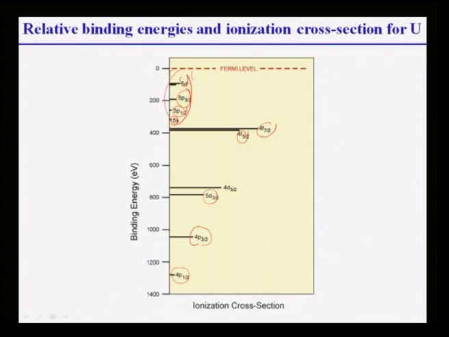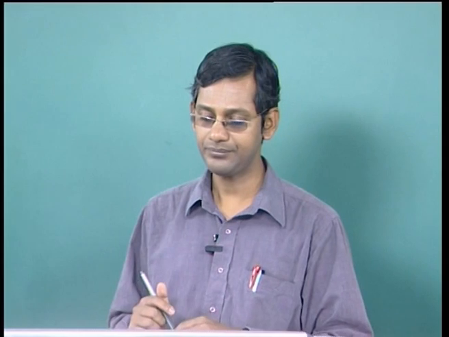So the photoelectron yield by X-ray spectroscopy will depend on this ionization cross section. That means this will be higher for these energy levels in the case of uranium than others. So we can do such an analysis for all elements and then figure out whether this actually happens in a particular system or not.